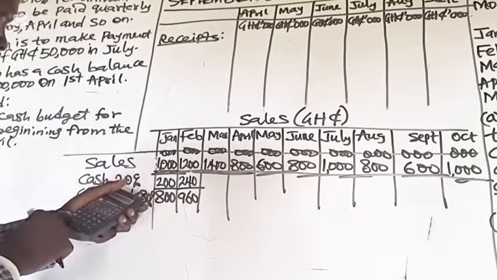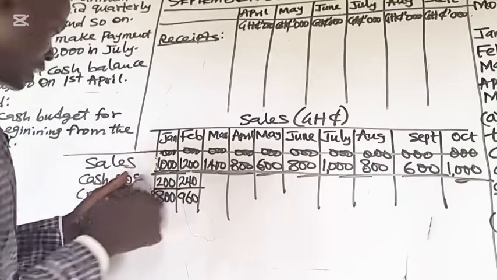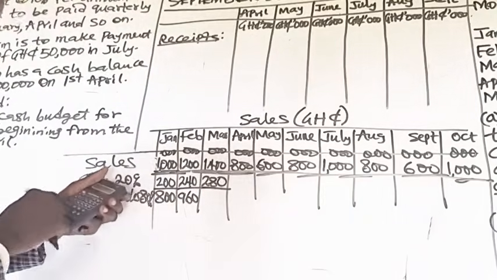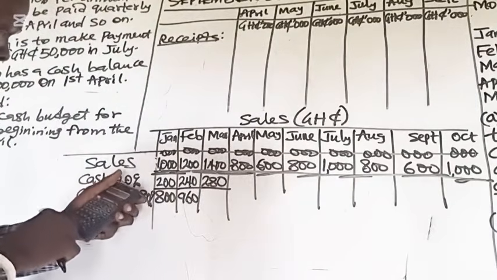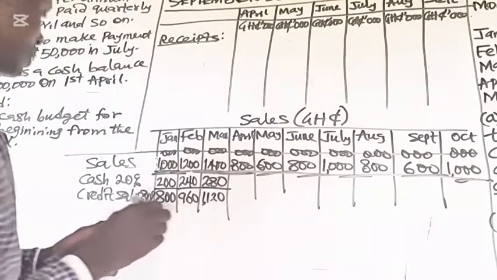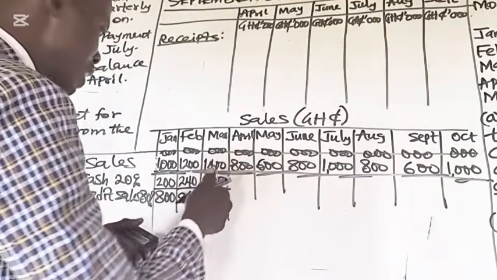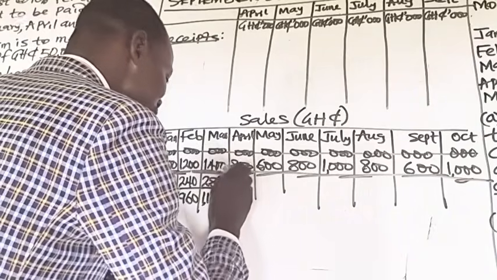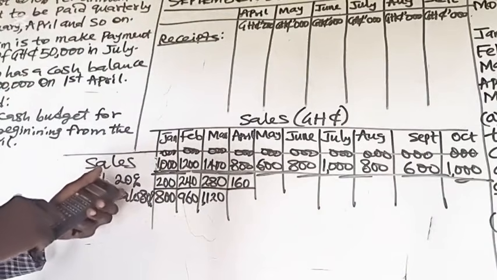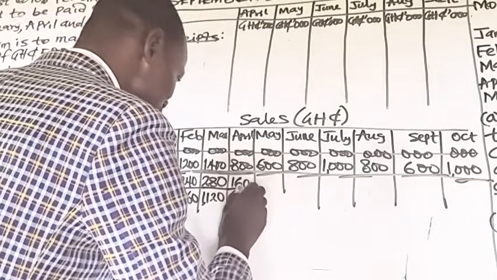Then 1.4 million. 20% of 1.4 million. That is cash sales, which is 280. The credit sales is 80% of 1.4 million. That gives us 1120. Then we have April. 20% of 800, that will be 160. That is cash sales. The credit sales will be 80% of 800, that will be 640. That is the credit sales in the month of April.